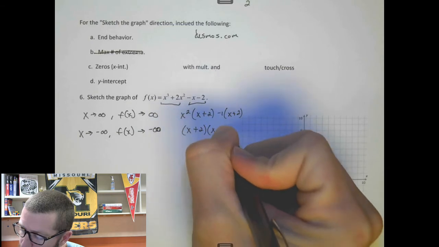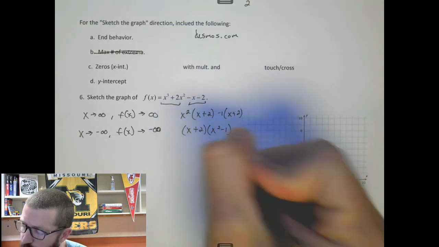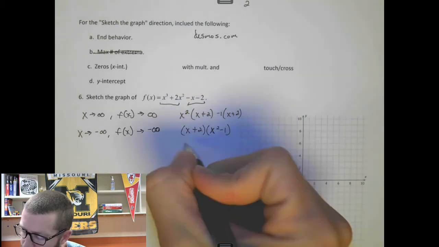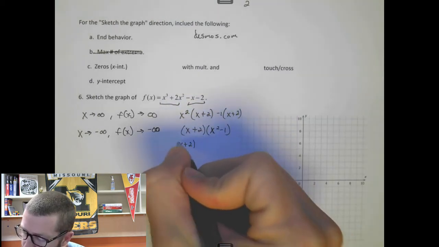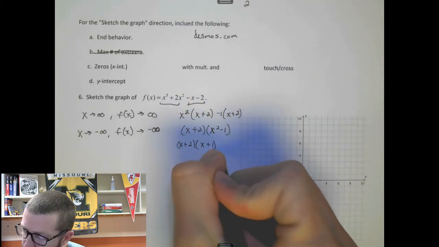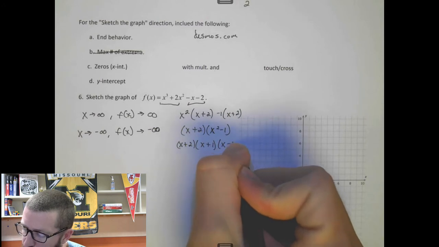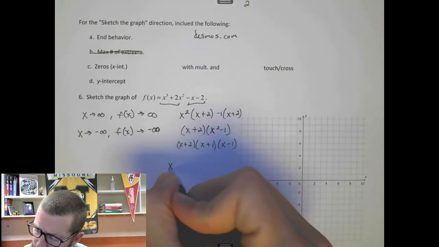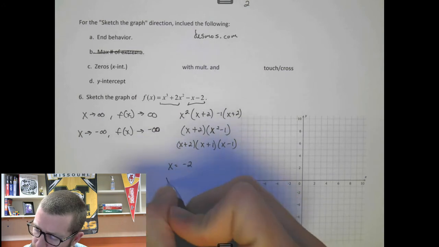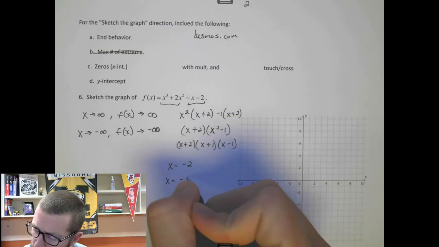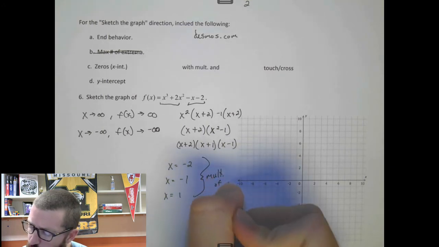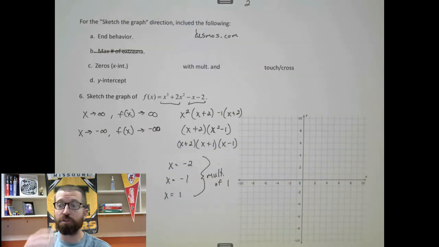And so then I can factor that way. My x is kind of bad there, sorry. And then that's a difference of squares, so I can make it x plus 1, x minus 1 from here. And that makes my zeros x equals -2, x equals -1, and x equals 1. And they all have a multiplicity of 1. So they're all going to pass through.